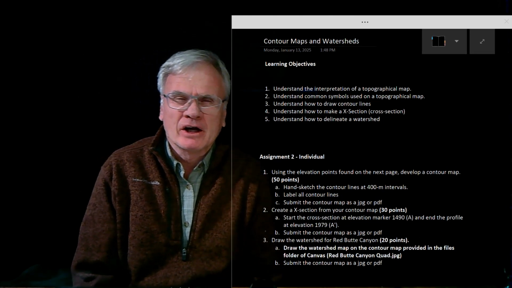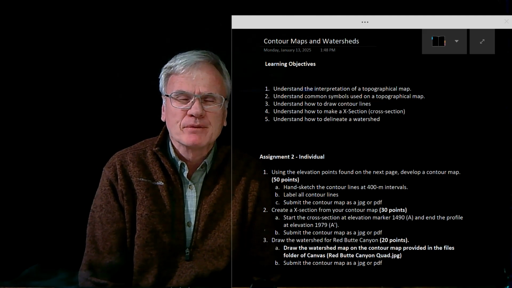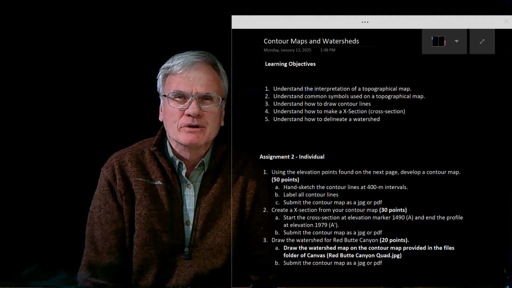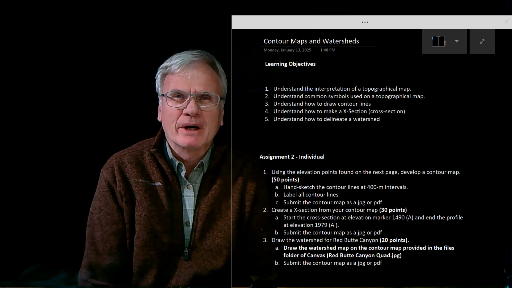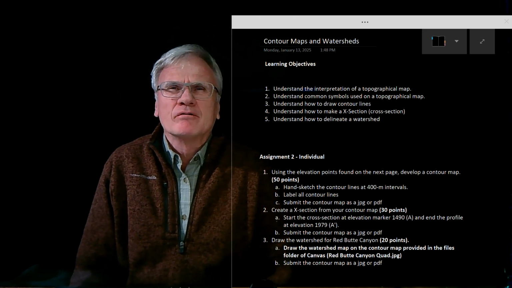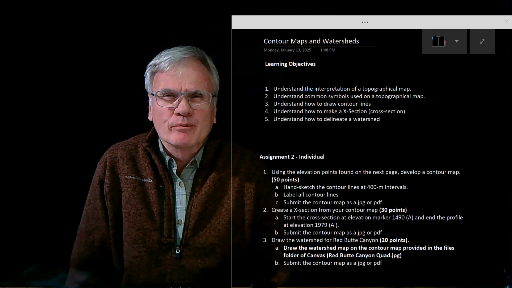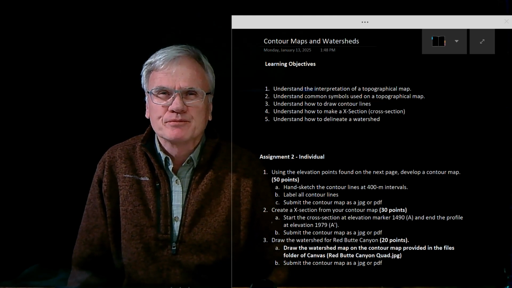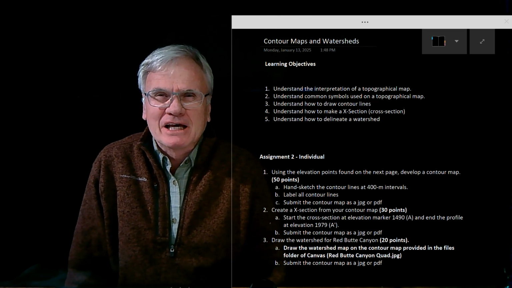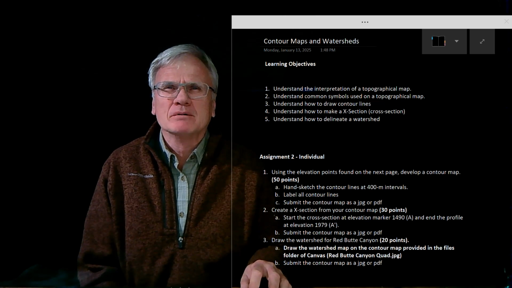We're going to understand how to interpret a topographical map. We'll discuss briefly some of the common symbols used on topographical maps, learn how to draw contour lines given a set of elevations coming from some type of survey, understand how to take that contour map, make a cross section through it so we can understand the profile view of the terrain. Then lastly, we'll spend some time delineating a watershed map.